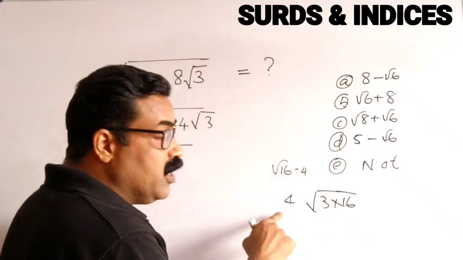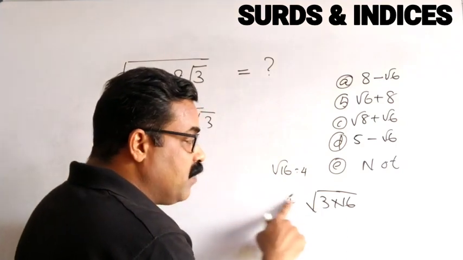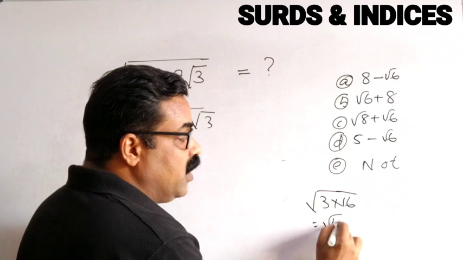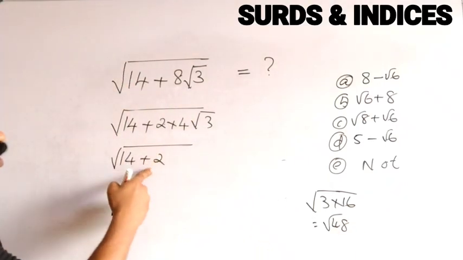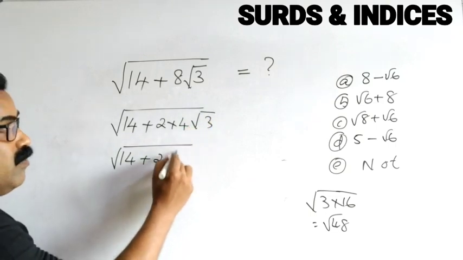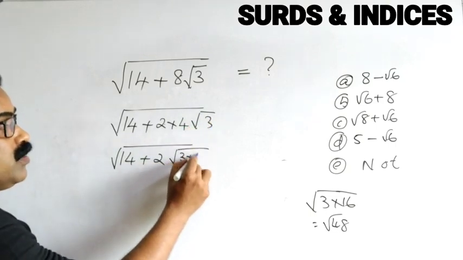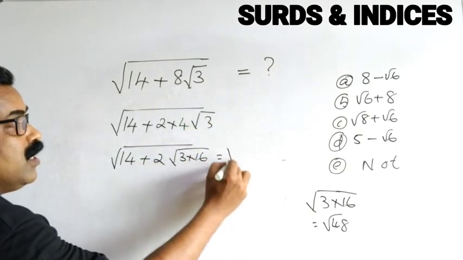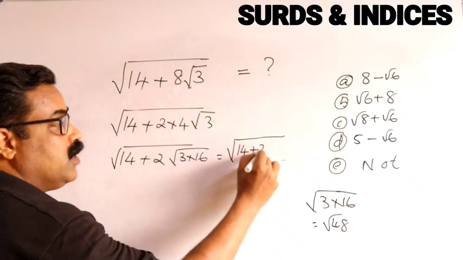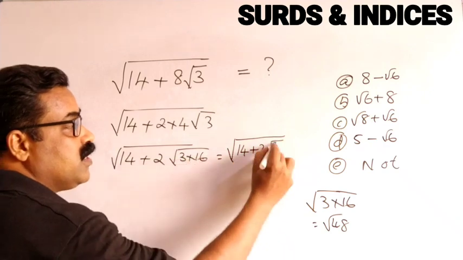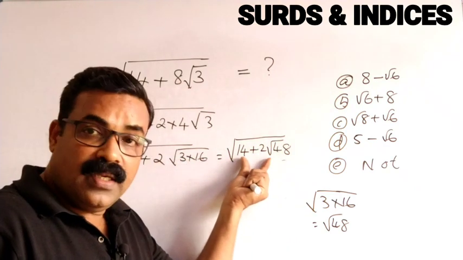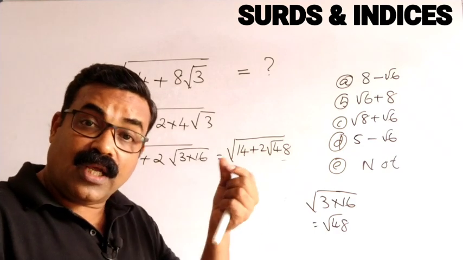So this 4, when it goes inside the root, the number 4 will become 16. So what is 3 into 16? Root 48. So I can write here 2 will be here. This 4 will go inside, so it will become root 3 into 16. That means root of 14 plus 2 root 3 16s are 48. Now the question is in the required form.